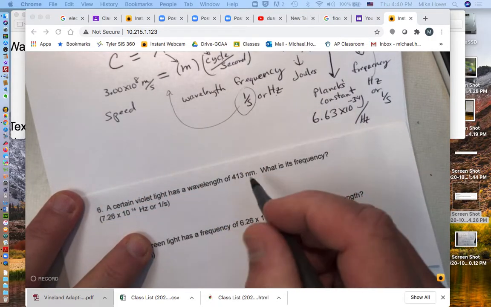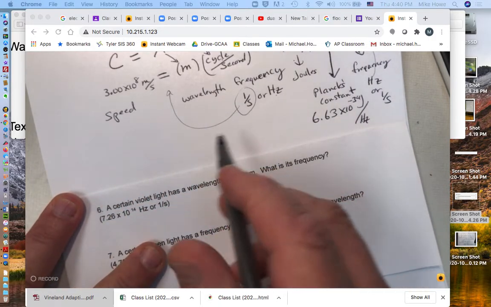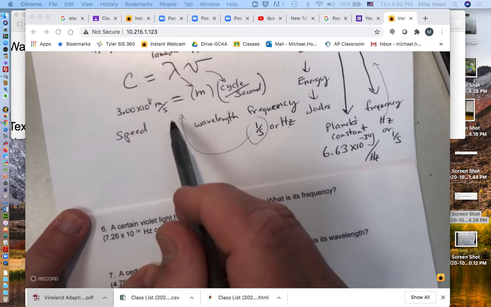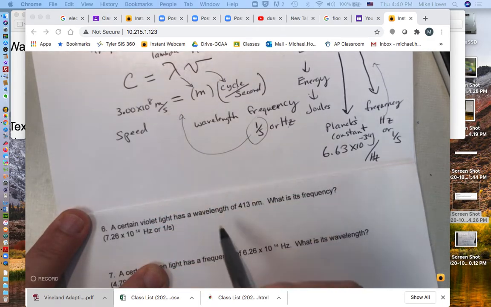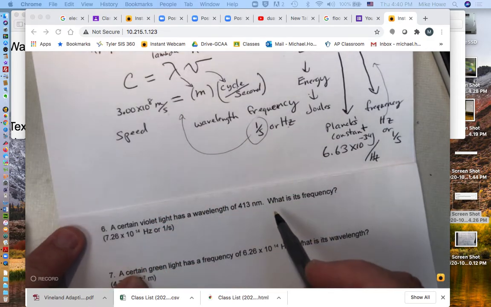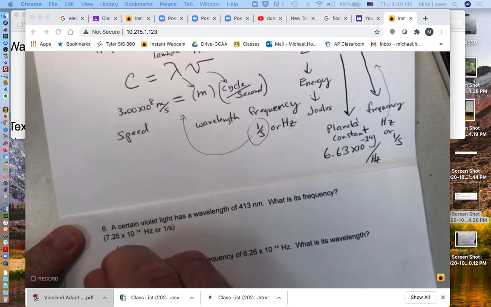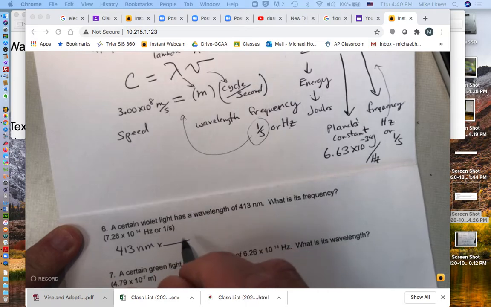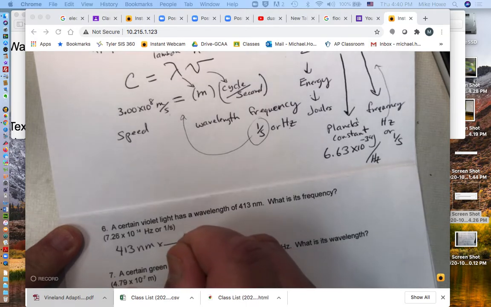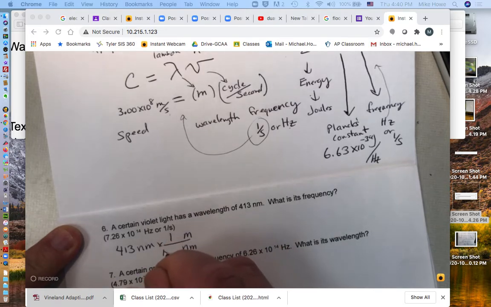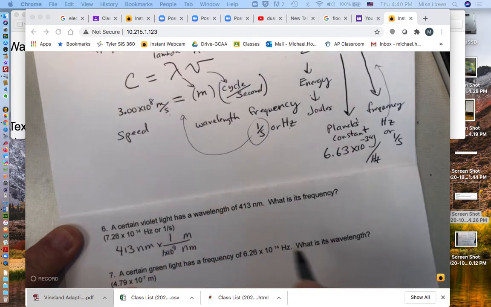All right, so we have violet light with 413 nanometers. Since the speed of light is given in meters per second, we would need to change our nanometers into meters most likely. So let's go ahead and do that. We'd have 413 nanometers. We know nanometers would go on the bottom of our conversion factor. We'd have meters on the top, and 1 meter is 1 times 10 to the 9th nanometers.